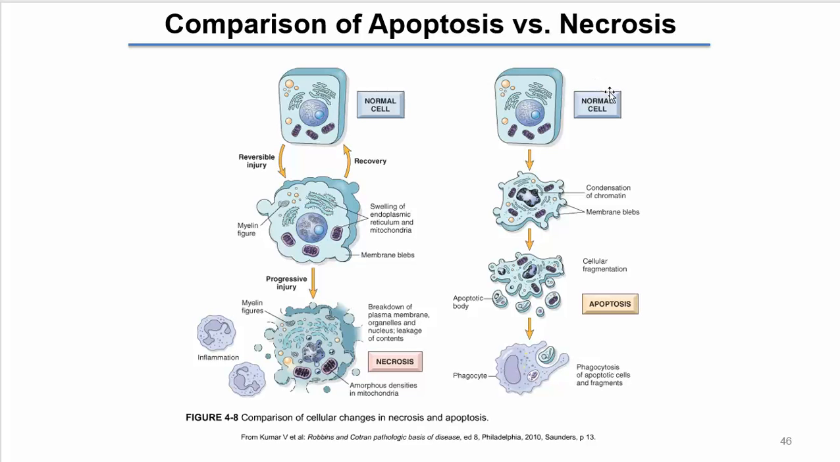In apoptosis, the normal cell's anti-apoptotic signals decrease, apoptosis happens, the cells fragment into apoptotic bodies, the apoptotic bodies are phagocytized, no inflammation.